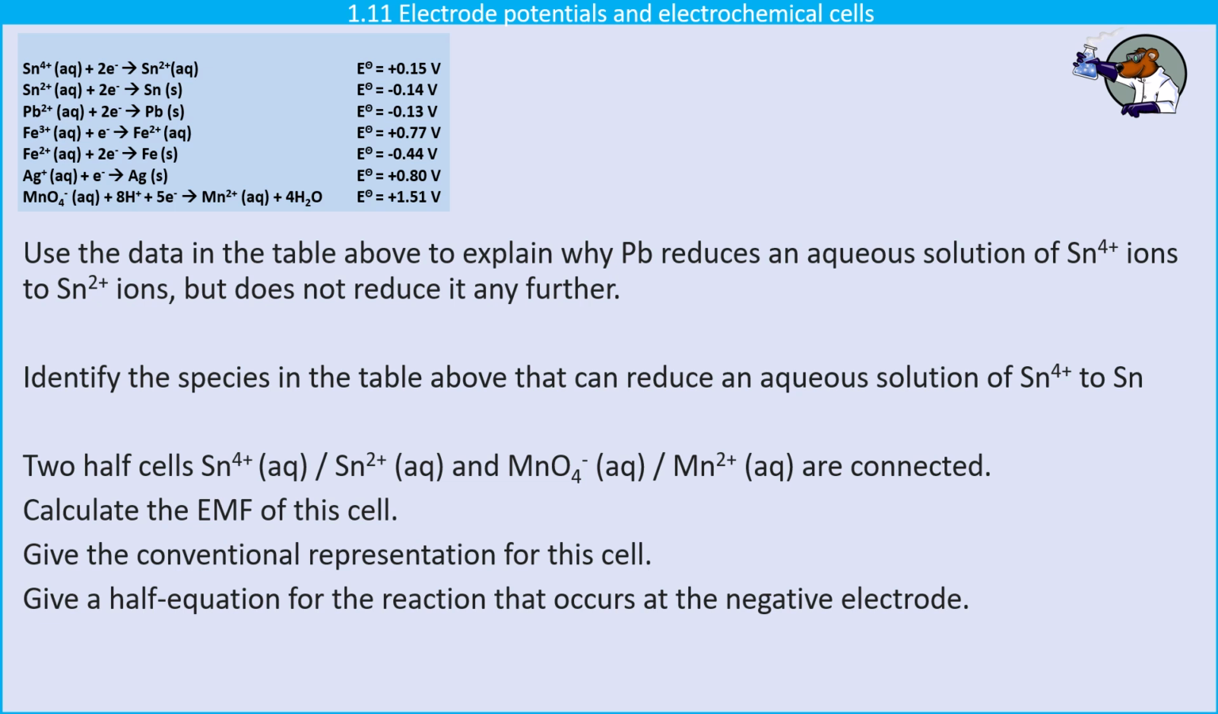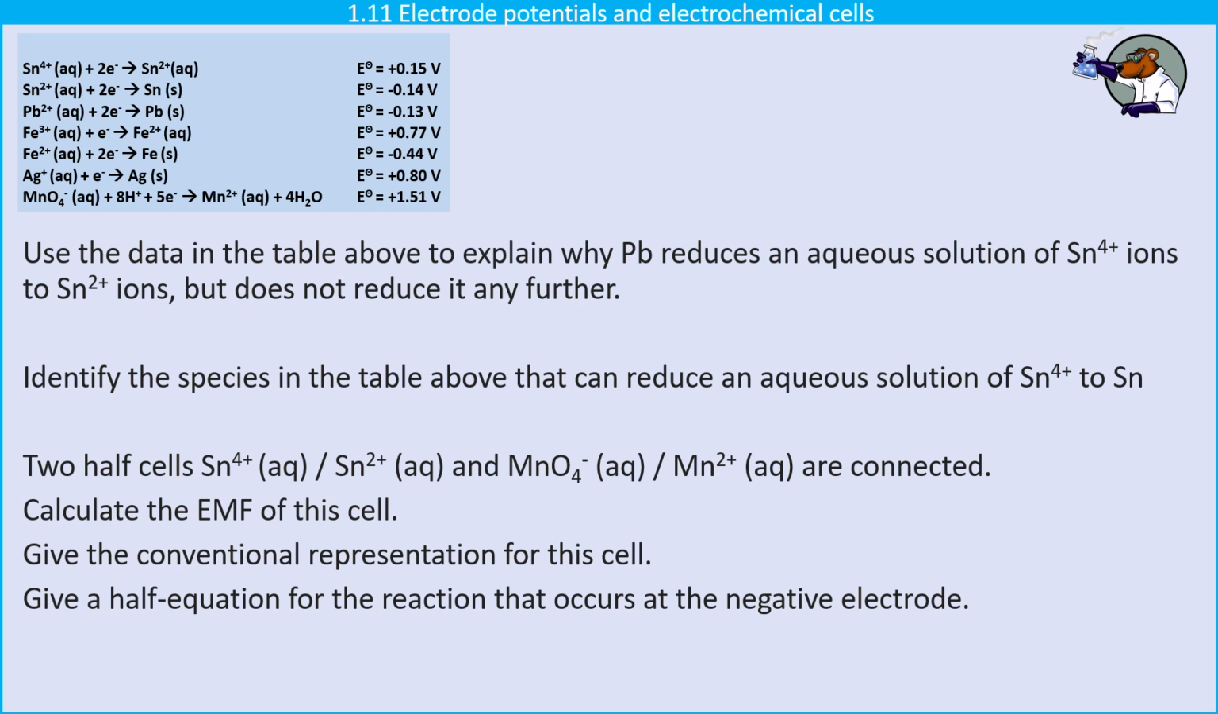So this style of question is quite tricky, but it's also very common. And in it, we're asked, why can one species reduce another species to a certain oxidation state, but not all the way to zero? So here we're asked to explain why lead can reduce an aqueous solution of tin 4+ ions to tin 2+ ions, but not any further. So why can't that lead reduce tin all the way back to its elemental form?